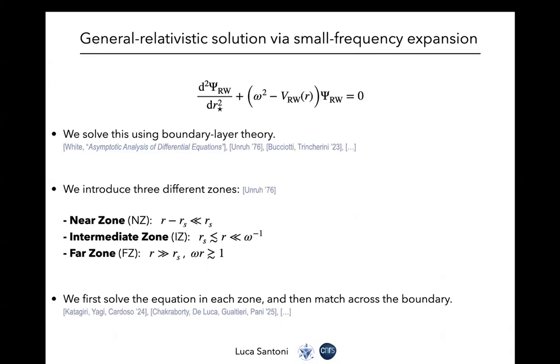Now, there are different ways of solving this equation. Of course, you cannot do it analytically, but I will be using something that has to do with matched asymptotic expansion, more precisely boundary layer theory, if you want. So I will introduce three different zones, okay? A near zone, an intermediate zone, which is valid up to 1/omega, so it's pretty large, and a far zone. And then we solve the equation separately, and we match the boundaries, okay? Now, in fact, we will not need the far zone. I will comment on that. But yeah, if you want to solve everywhere, that's the logic.